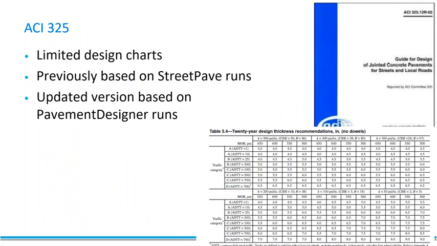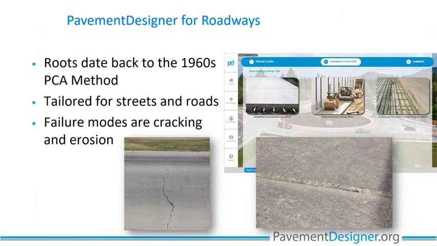The next way that you can design concrete pavements for streets and local roads is the ACI 325 design guides for streets and local roads. Again, these design guides have static design charts where you can look at the design chart and figure out where you are for that design. These are limited design charts, and they were previously based on StreetPave runs. They are now based on PavementDesigner runs. So again, it will correspond fairly well to the PavementDesigner.org tool.